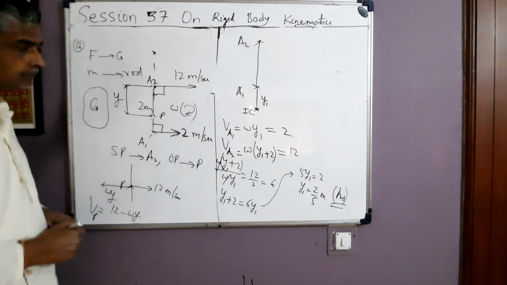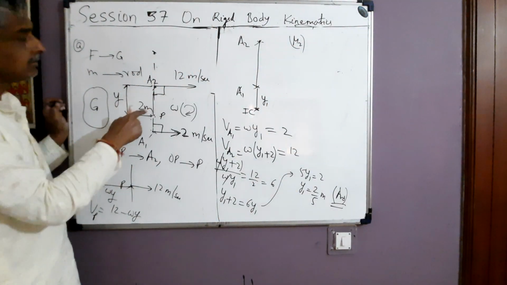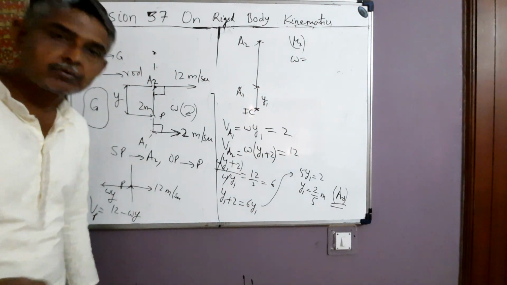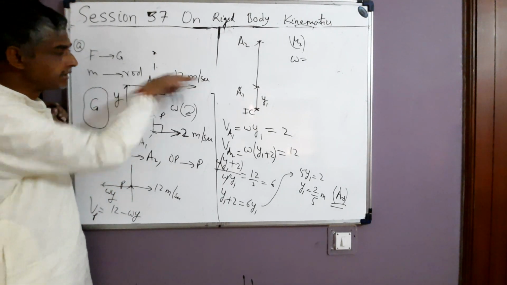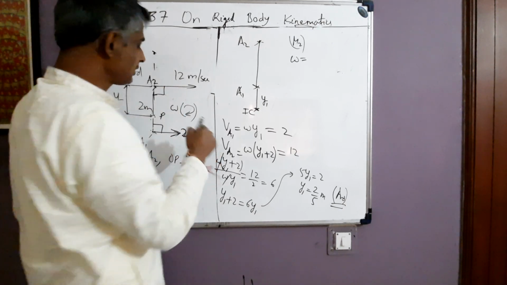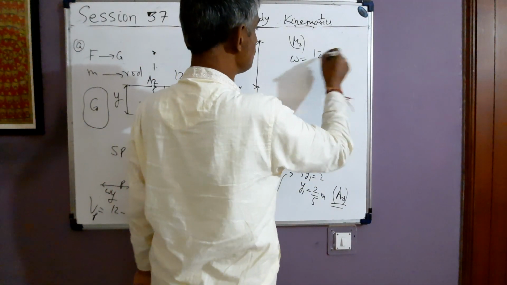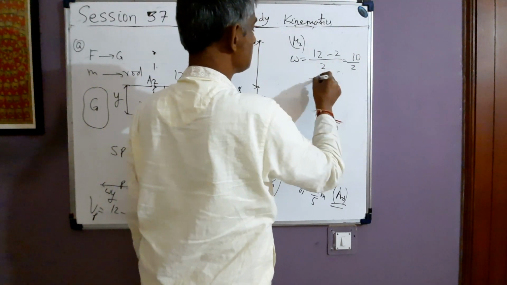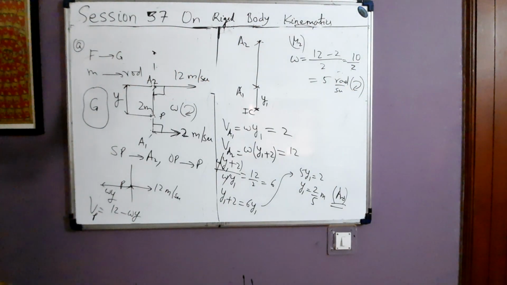There is another method also. What we do is we find omega. Omega of this rod with respect to ground is relative normal speed by separation. Now the normal speed of A2 is 12 rightward and that of A1 is 2 rightward. Both are in the same direction. So from the theory of relative velocity between two points, relative normal velocity between A2 and A1 will be 12 minus 2. Separation is 2 meter. So this becomes 10 by 2, which is 5 radian per second clockwise. This is the angular speed of the rod with respect to ground.